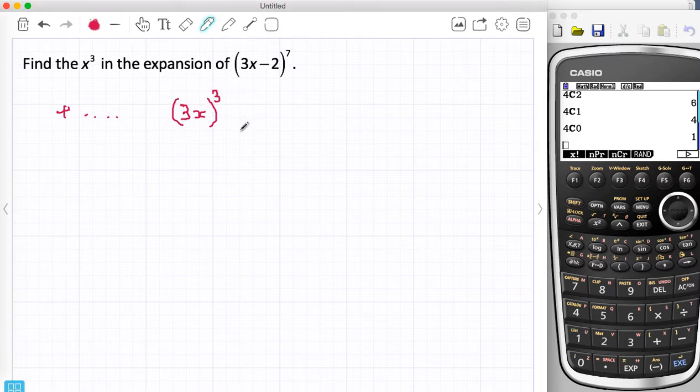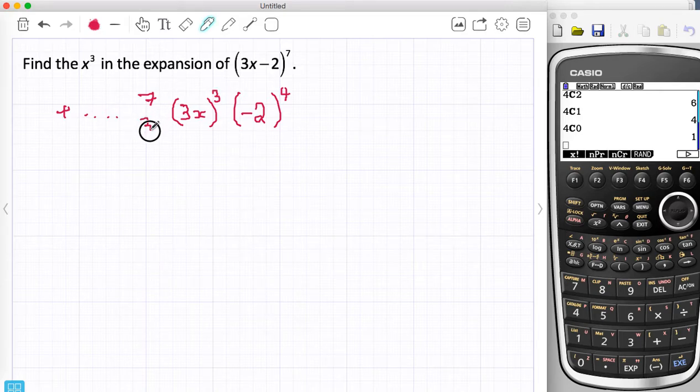of 3. Now if I've got 3x to the power of 3, it means that I've got minus 2 to the power of 4. I know that because the 3 and the 4 must make 7. I've left a little space here because I need the nCr number in front, and that's going to start with 7 because I've got 7 here. And the number that comes below is 3.